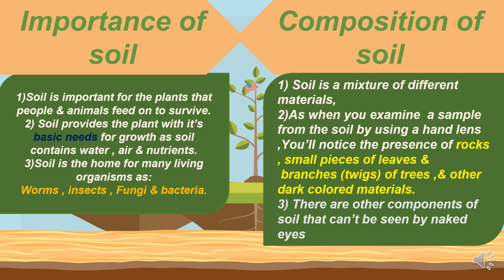Okay, so talking about the importance of the soil, if I ask you, do you think the soil is important for us as living organisms, primary 6? Surely, super, primary 6. Soil is very important for the plants that people and animals feed on to survive. Soil also provides the basic needs for growth, as soil contains water, air, and nutrients, which are used by plants for the photosynthesis process, super, primary 6. And also soil is the home for many living organisms, as we said before.